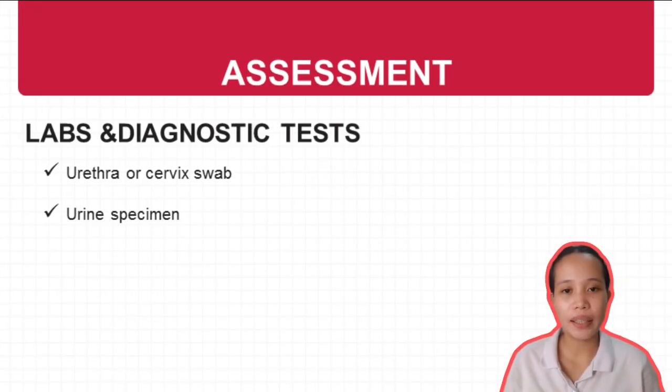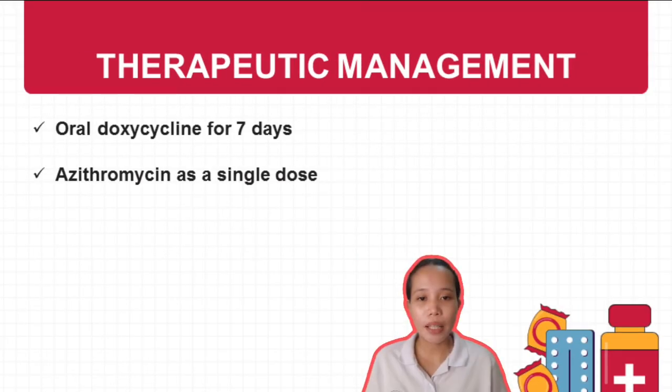Diagnosis is made by identification of the organism, which can be done at the point of care with a urethra or cervix swab. A urine specimen can be used as an alternative screening method. Therapy is oral doxycycline for 7 days or azithromycin as a single dose.